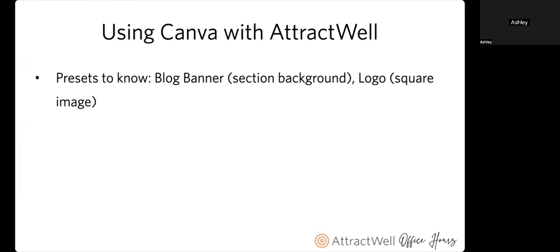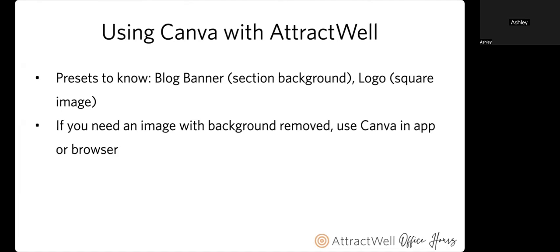And this is going to be great for creating really any, obviously, square shaped image that you want to use on your site. If you want to treat an image like a button, this is a great resource for that. They show up nicely on desktop as well as on mobile. And if you're using this preset in Canva on desktop, or rather in a browser or in the app, you could also export with a background removed, which, by the way, is one thing that you can't do with the Canva button in AttractWell.